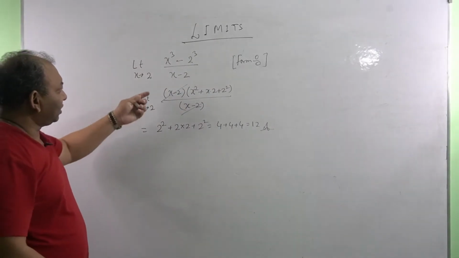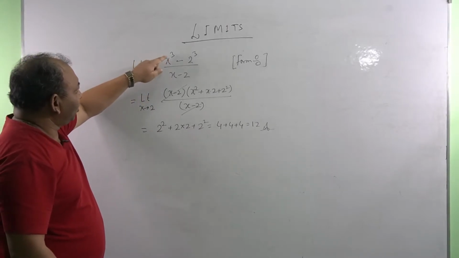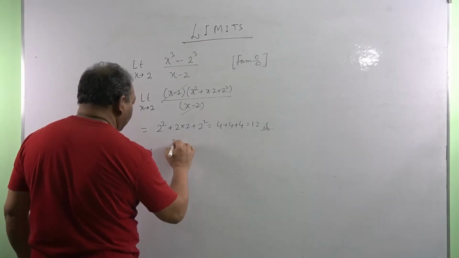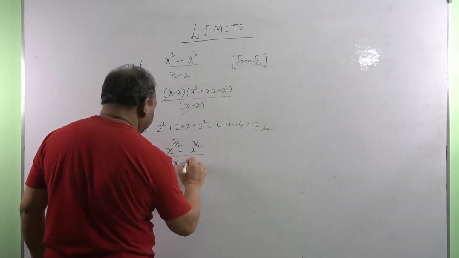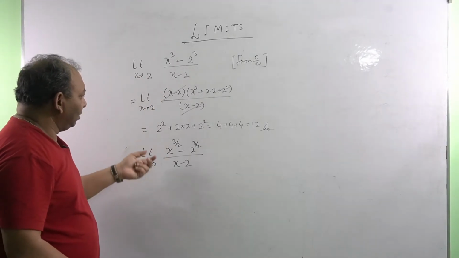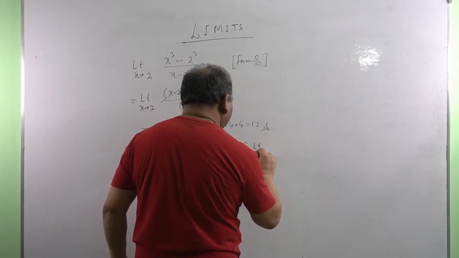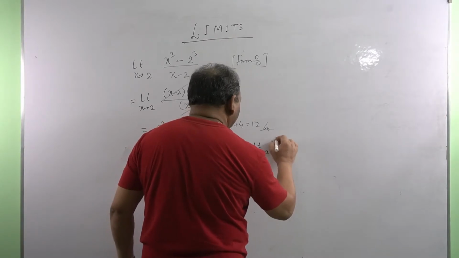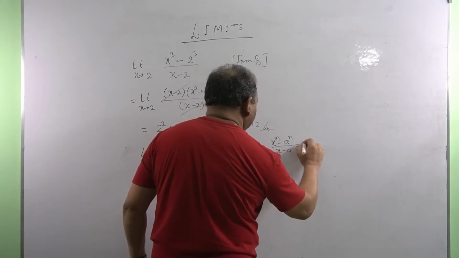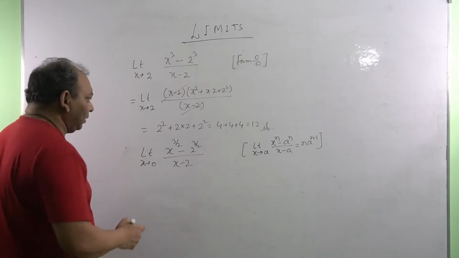But this factorization method is not applicable when the exponent is more than 3, like 4, or when the exponent is a fraction like 3 by 2. So we can use here the formula: limit as x tends to a of (x raised to n minus a raised to n) divided by (x minus a) is equal to n a raised to n minus 1. This is a very important formula.